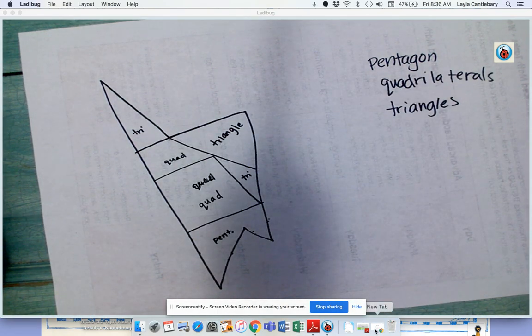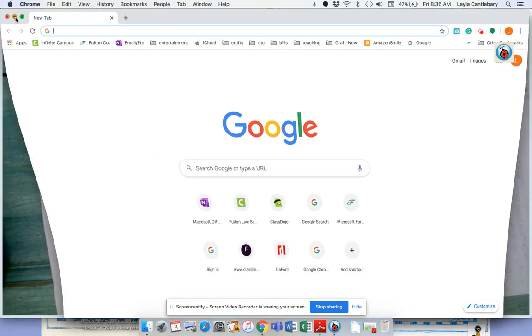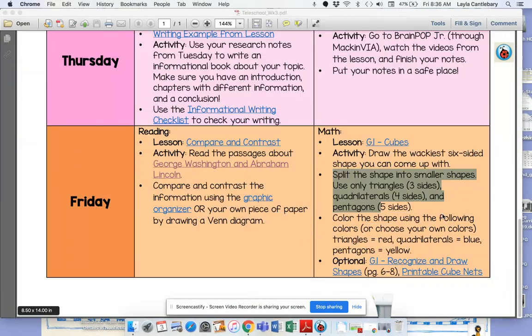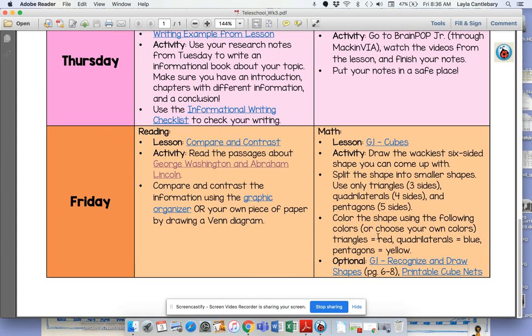And then after you do that, it says you're going to color it. The triangles are going to be red down here. Quadrilaterals are going to be blue. And the pentagons are going to be yellow. So afterwards, yes, you have to color it.